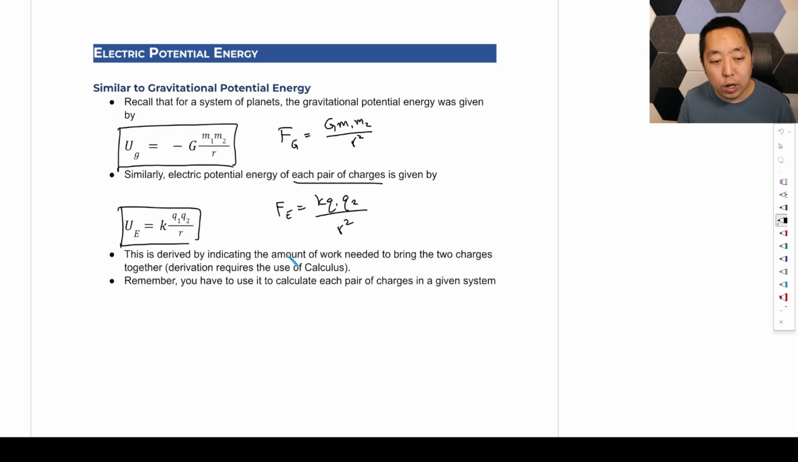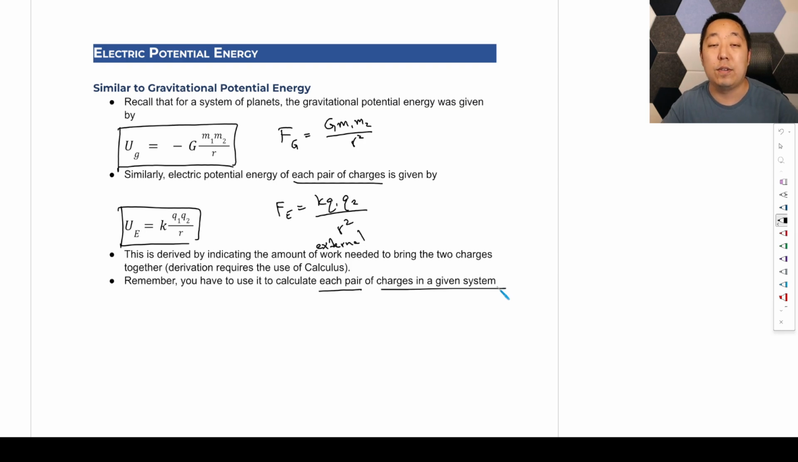Now, the core idea of the potential energy is it's the amount of external work needed to bring the two charges together. Okay, so it's almost like if you took two charges and brought them together, it's the amount of work done. You have to go back to our unit 3, work and energy, to think about the work it would take to bring those two charges together, or each configuration of charges. It would take work because there's an electrostatic force we have to fight against in order to bring those charges together, right? And so when we do this, we calculate each pair of charges in a given system.